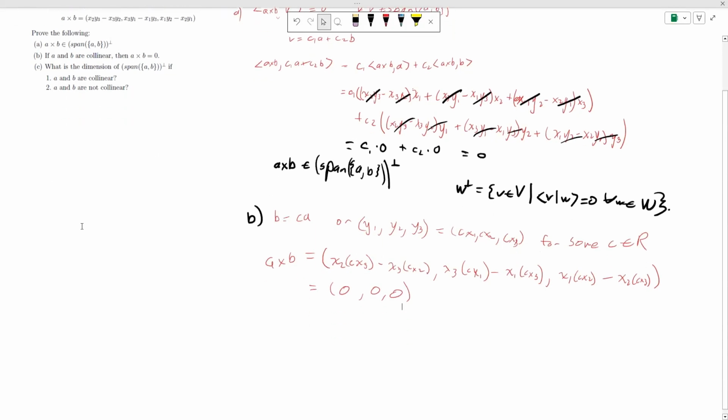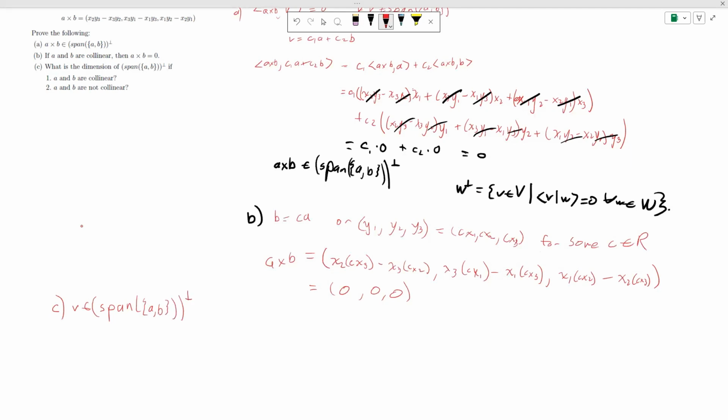Now, part C is the one that a lot of people struggle with. And the idea here is computing the dimension of the span of the inner product. And if we're looking at what does it mean for V to be in the perpendicular space of the span of A, B.